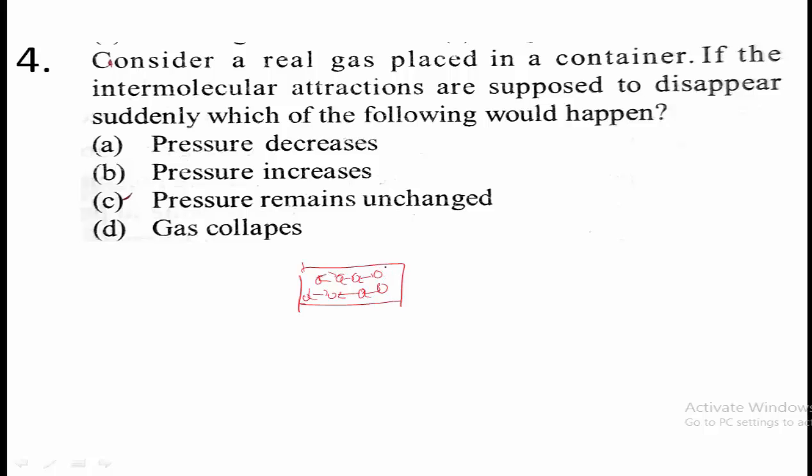Now it is taken in a container. If that intermolecular force disappears, what happens? Pressure decreases, pressure increases, pressure remains unchanged, or gas collapses. Does the pressure decrease? No, because when the intermolecular forces disappear, the molecules will become free to move in all directions, and hence they will collide against the walls of the container, and hence the pressure on that container will increase. Therefore, upon disappearance of intermolecular attractions, the pressure of the gas will increase. Therefore, option B is the right answer.